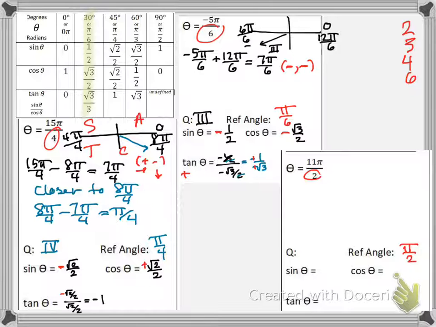I don't want to end up with radicals on the bottom, so I have to multiply by root 3 over root 3 so that I get tangent theta equals root 3 over 3, since root 3 times root 3 is just 3. There's my tangent. And notice that negative divided by negative turned out positive, as we said it should.